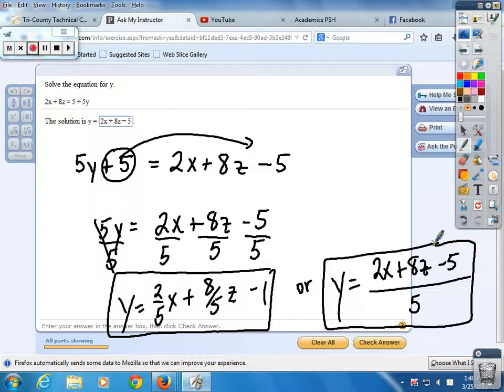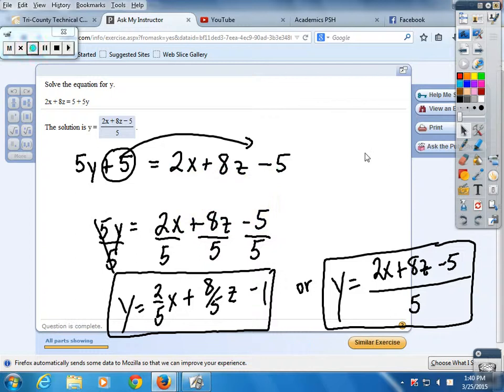So let's put it in the calculator and see what it says. So 2x, looks like to me you were on the right track. And then the only thing is we need to make it a fraction. So all that, 2x plus 8z minus 5 over what? 5. So all you need to do is add the 5. Feel good about yourself. Okay? All right.